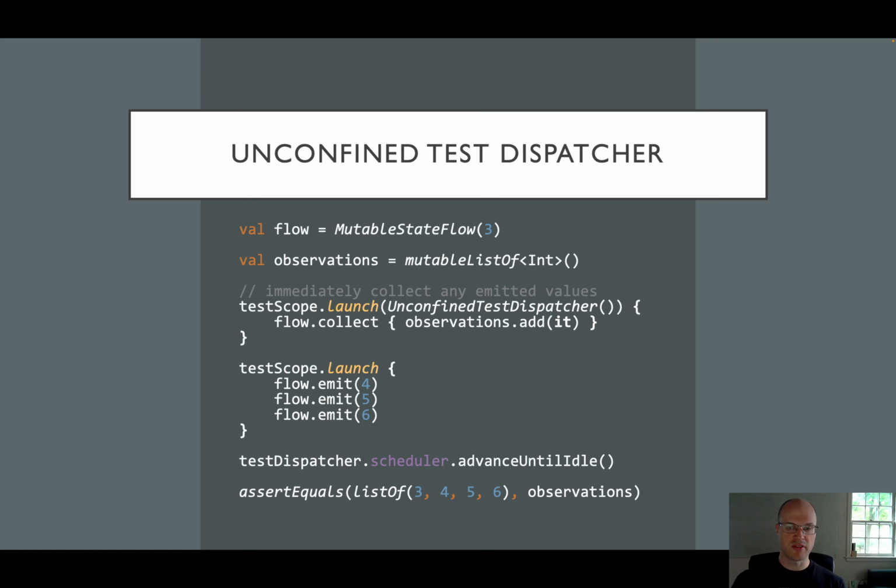And so unconfined helps here because it turns it into greedy collection, right? Where as soon as we have a value available to collect, it's just going to run that right away on the same thread, which simplifies the test case significantly. We don't have to bother saying emit, then collect, emit, then collect. Unconfined solves that.